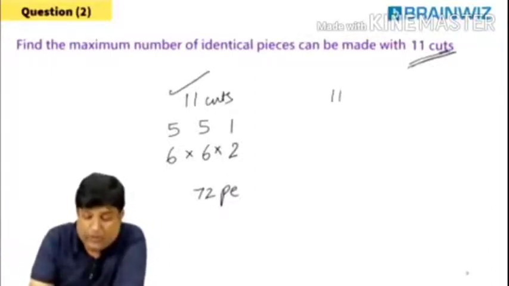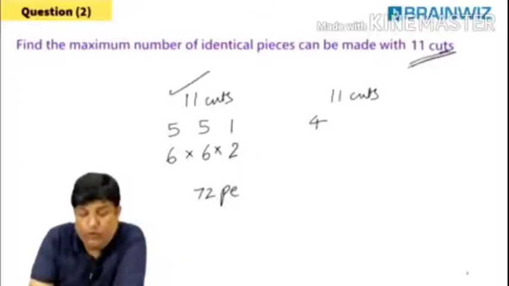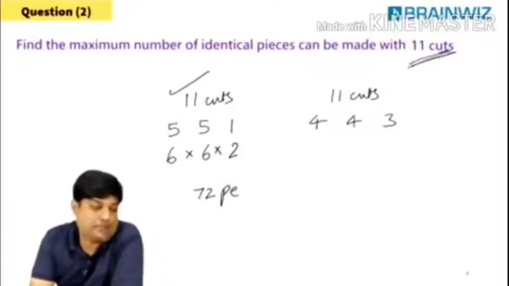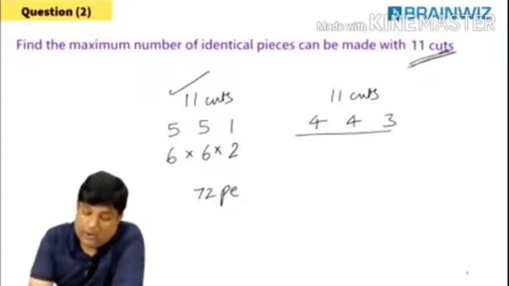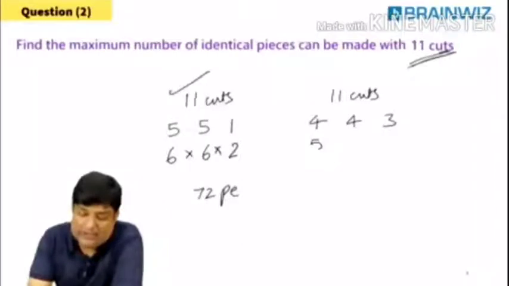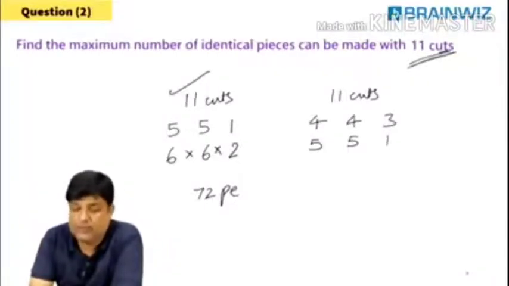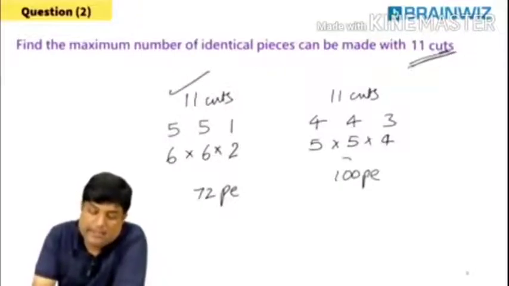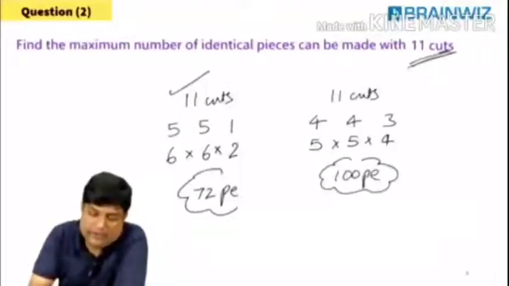Some people will try to maintain 4 on the x-axis, 4 on the y-axis, 3 on the z-axis. So total 11 only. Check it out. But for 4 cuts, 5 pieces. So I've got 100. So you all tell me, is 100 the maximum or 72 the maximum?